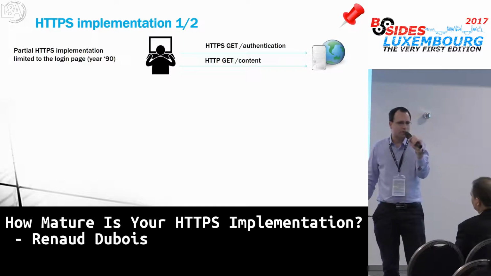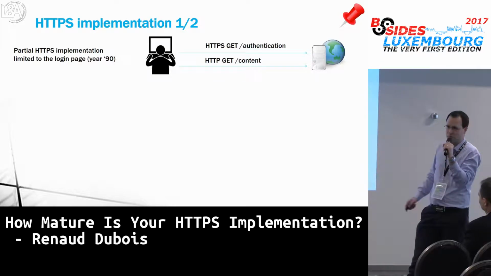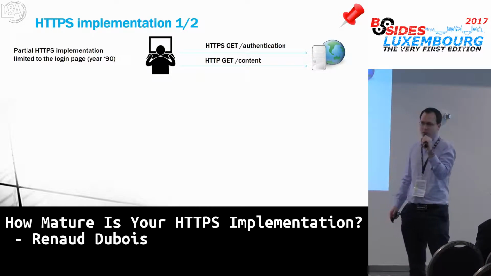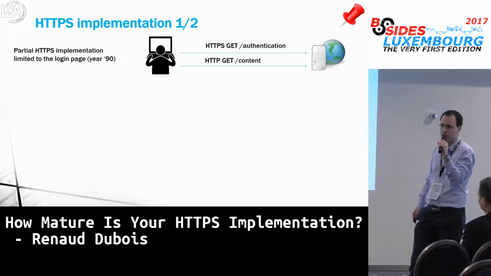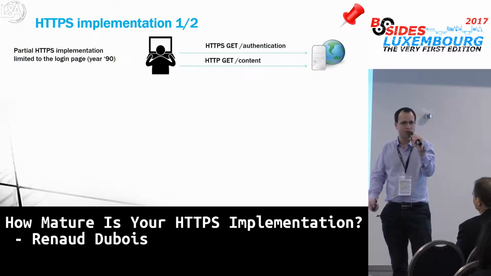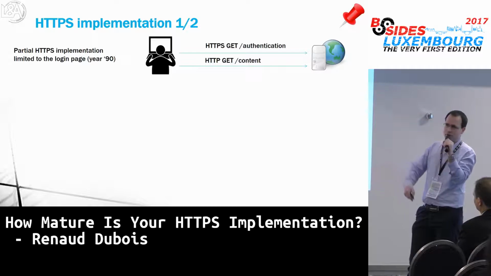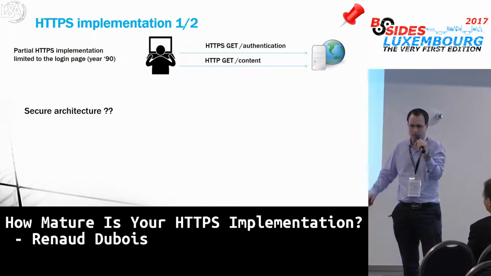Now let's see the different HTTPS implementations. In the 90s, we typically saw a lot of websites implementing HTTPS only for the login page. For the authentication, you put your credentials over HTTPS, but afterwards you were redirected to HTTP and the rest of your website was in pure HTTP.